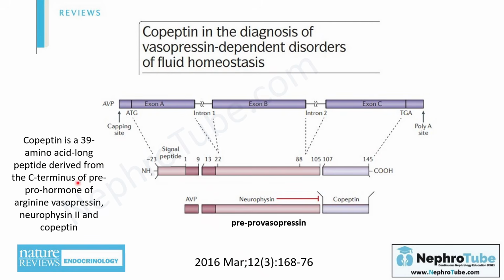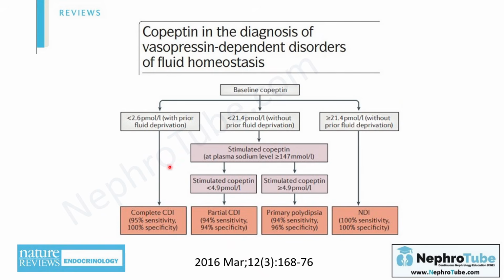derived from the C terminus of the prohormone of arginine vasopressin. Its level may reflect the level of ADH and can help in the diagnosis of diabetes insipidus. And there are multiple approaches. This is one of them, according to the copeptin baseline and stimulated copeptin after vasopressin administration. I will not go in depth through this approach, but you have to read it if you are interested to know more about it.